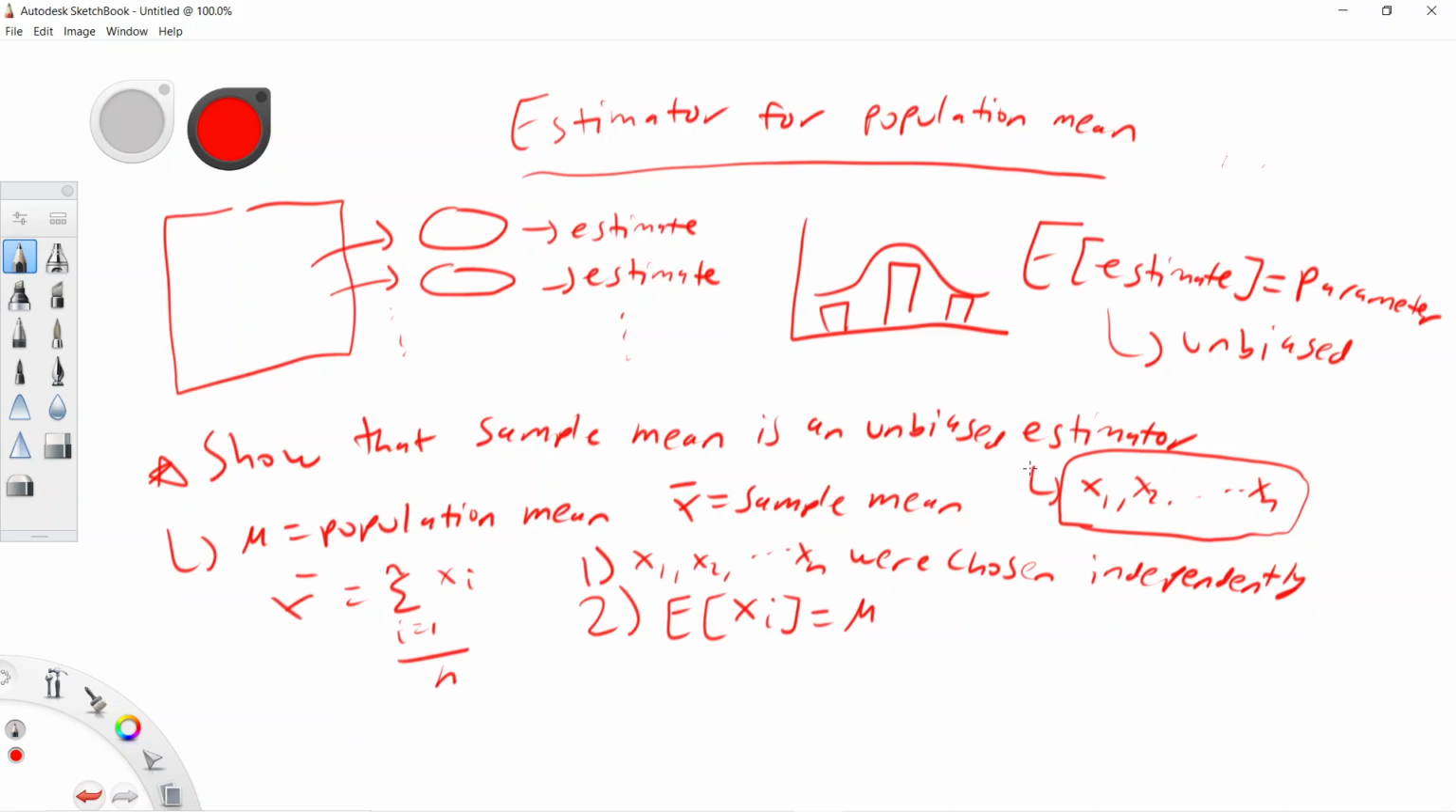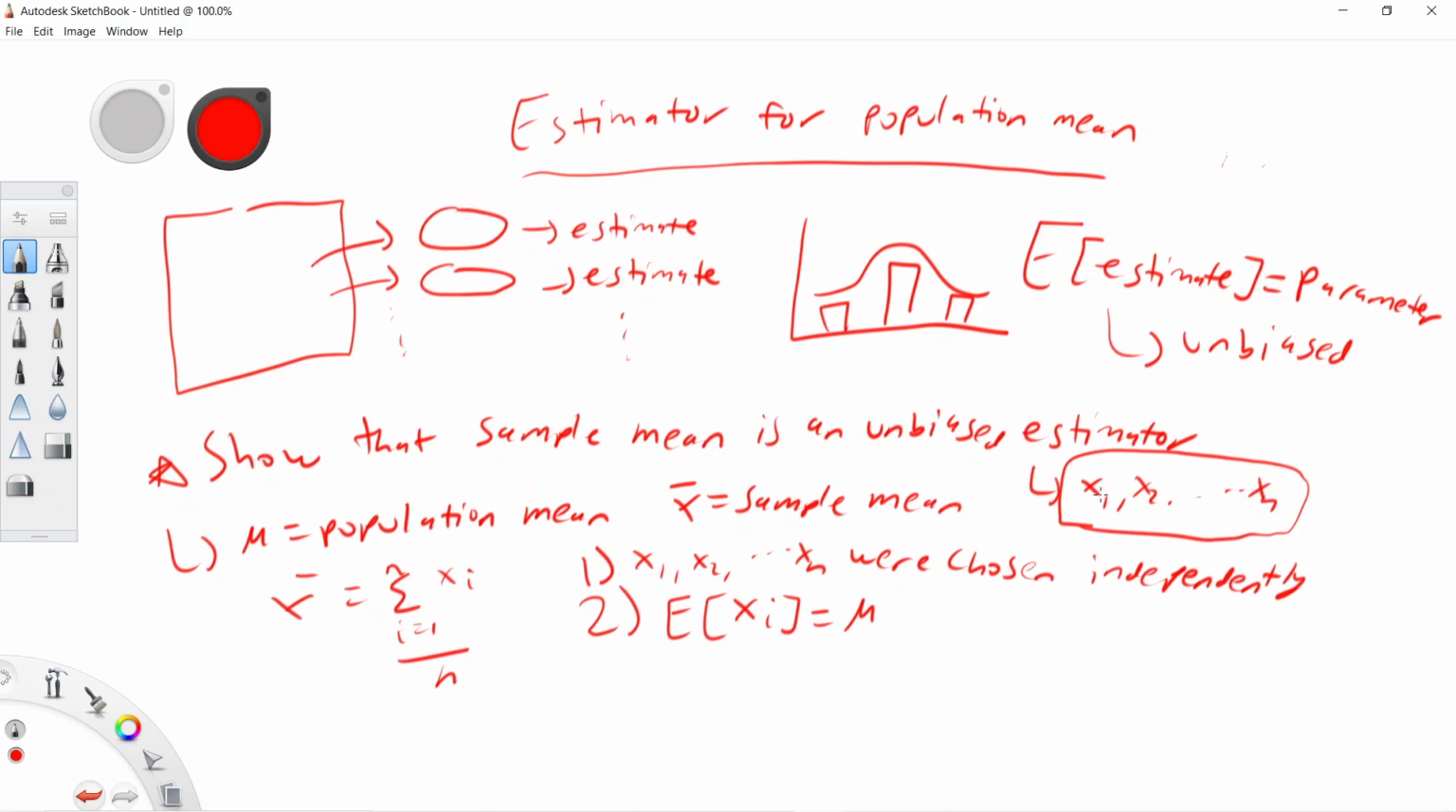Because if we knew that the average height of the population in our town was mu, then our expectation of the height of the individual resident is limited to the fact that their height might be the average height of the population. So that's why we're going to use this assumption, and it makes sense when you think about it intuitively.